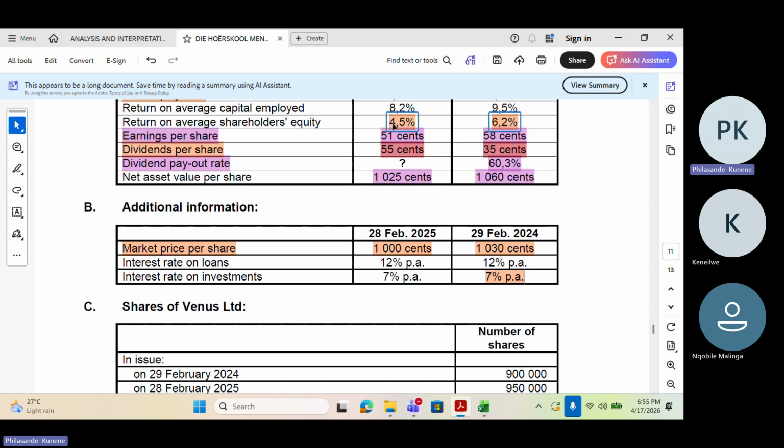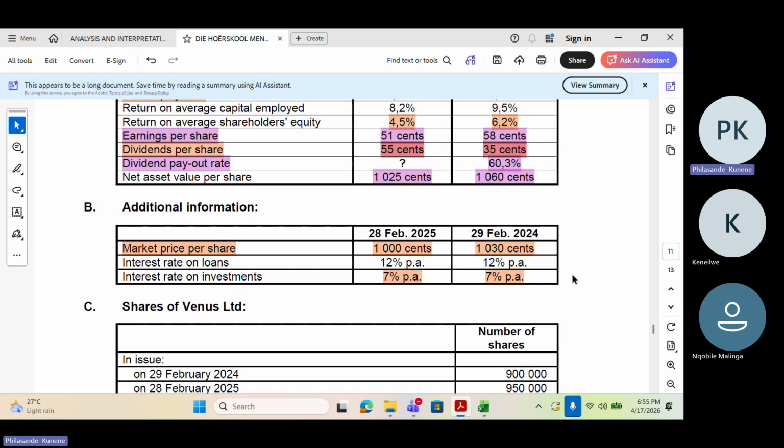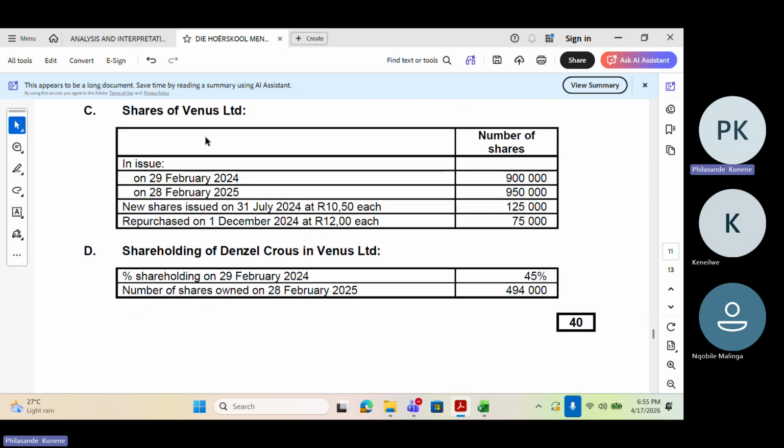It even declined to 4.5% in the current year, but the bank remains 7%. Why am I not taking my money, putting it in the bank, and then getting 7% interest instead of buying shares in this company where the return is very low? You see, these are things that we should be thinking about.